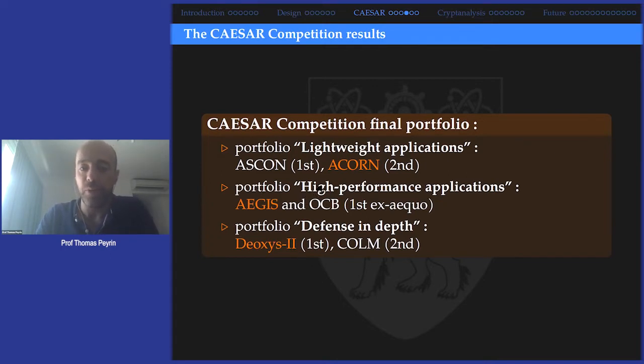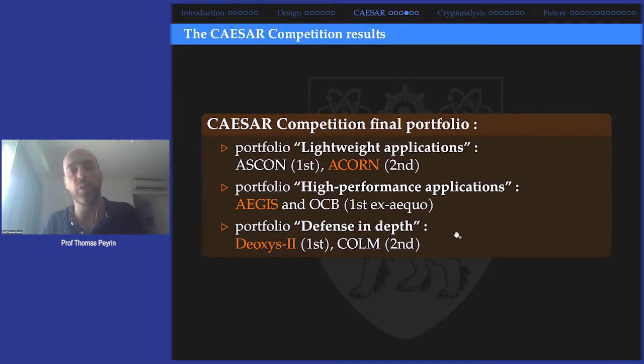In the second portfolio, high performance applications, this means basically high-end servers, okay? So you have a server that is handling a lot of data from all your websites. So you want something very, very fast in software. And the two winners were AEGIS and OCB. And AEGIS is also a design from Prof. Wu Hongjun. So again, we are very happy to have someone from NTU being co-winner of this portfolio. And the last portfolio is defense in depth.